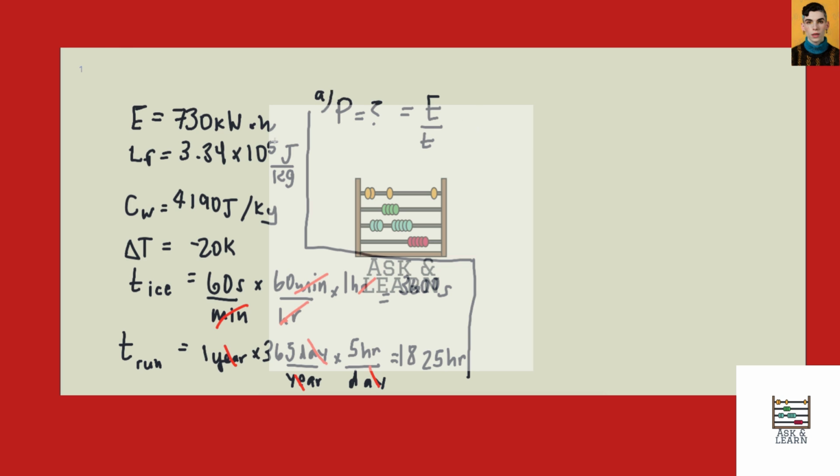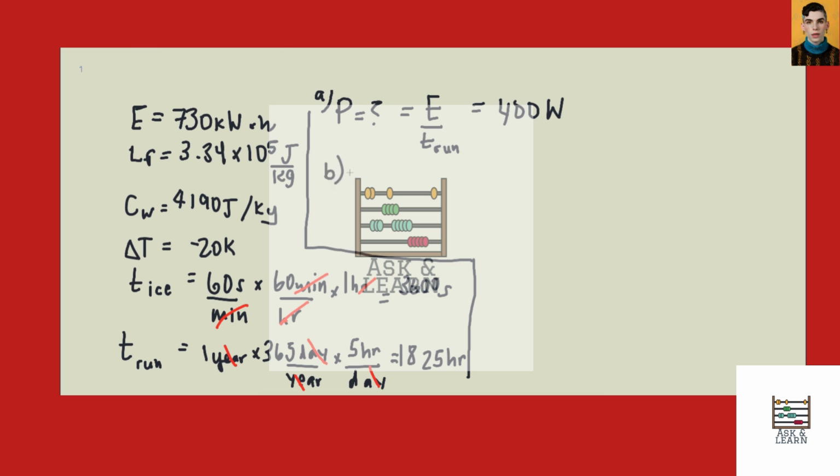The energy is given by this first quantity, 730 kilowatt hours. And the time is this T run. I'll go ahead and put that coefficient on the T just to make it clear. So T run is 1825 hours. If you take the ratio 730 kilowatt hours divided by 1825 hours, you should get that the power is 400 watts. So 400 joules per second.